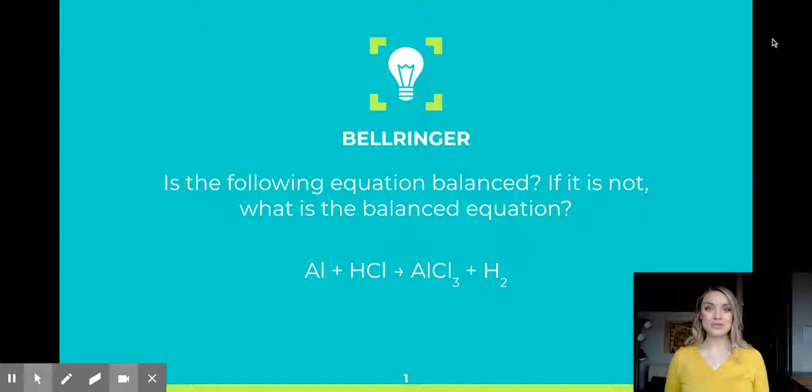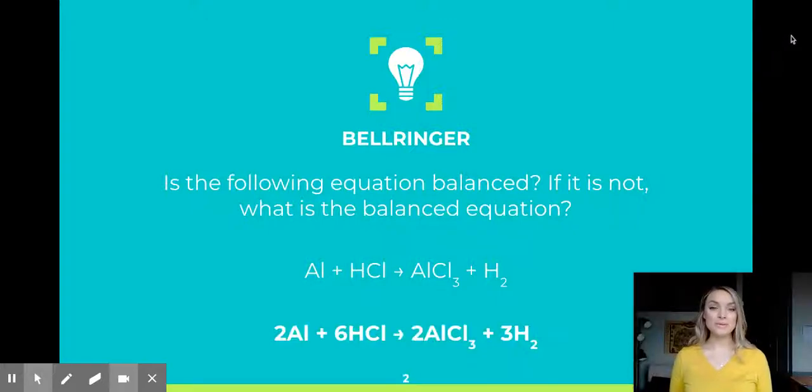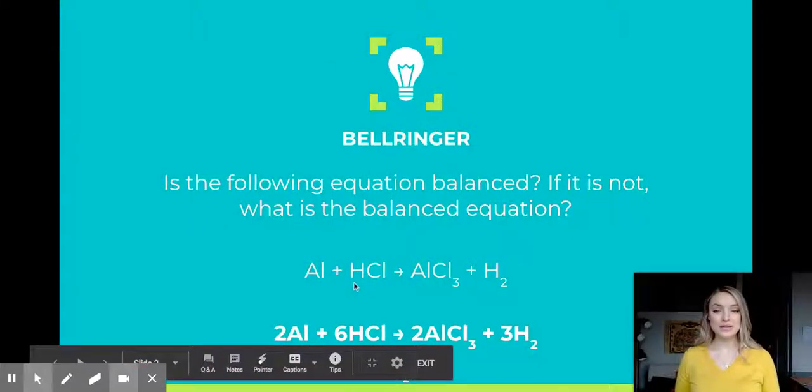This one was maybe a little trickier than some of the other ones you've done, but hopefully you were able to come up with the balanced equation of 2 aluminum plus 6 hydrochloric acid yields 2 aluminum chloride plus 3 hydrogen. So when we look at the hydrogen, we can see that there's only one in our reactants on the left side of our arrow, and there's 2 in our products on the right side of our arrow. So we know immediately that it's not a balanced equation.